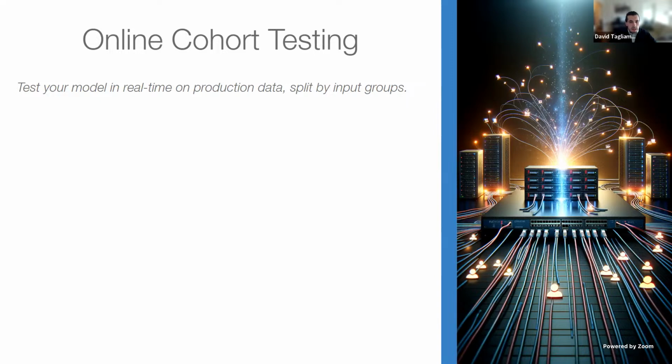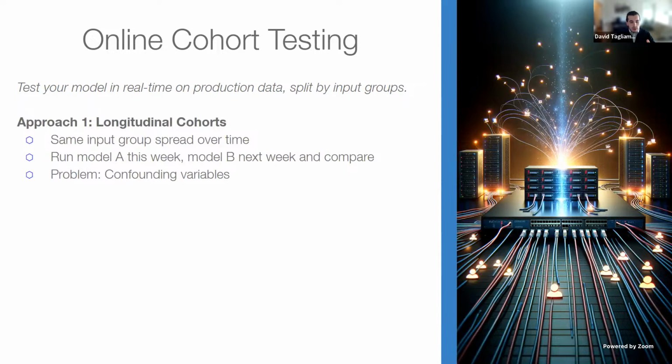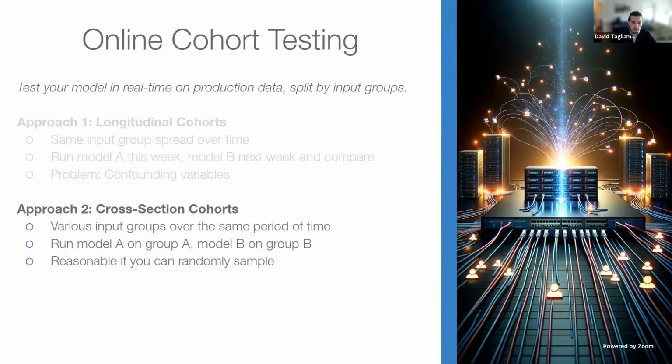This is a broad category of testing where you basically run your model in real time on production data to get a sense of how it's performing, and you split it by input groups. So broadly, you can take one of two approaches. You can run model A this week and model B next week. This is called a longitudinal cohort. There's an obvious problem here, which is if there's some other reason why the performance this week versus last week is different, this skews a lot of your results. So there ends up being a lot of confounding variables in this case. The other one that works better is cross-sectional cohorts. So you can split a user group into two, and you run model A for one and model B for the other one.